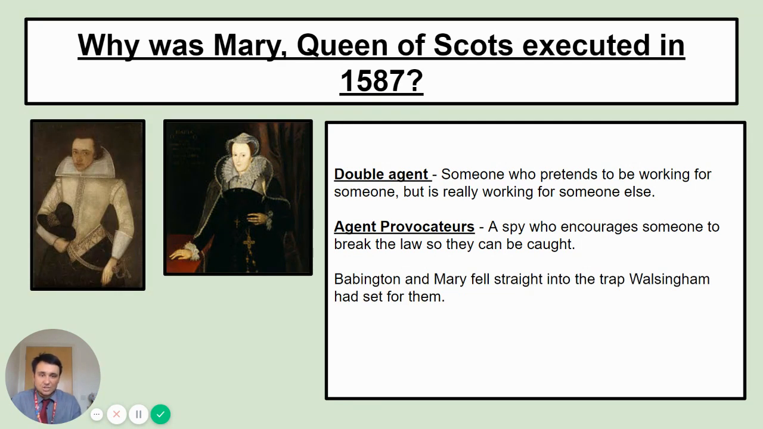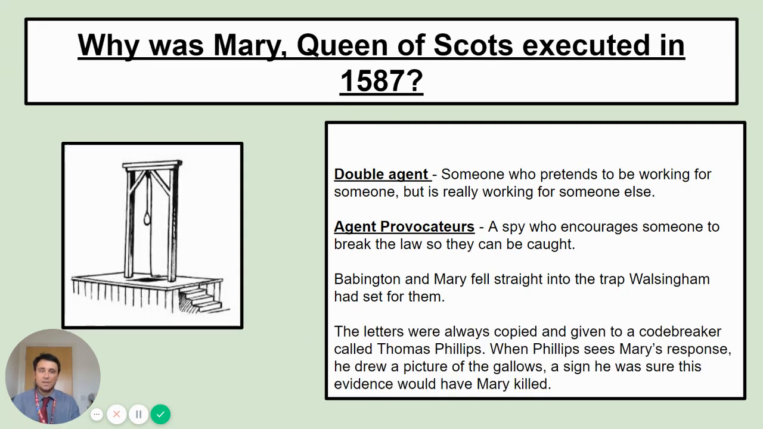They'd fallen straight into the trap Walsingham had set for them, both Babington and Mary. And the letters were always copied and given to a codebreaker called Thomas Phillips. So what happened was the beer barrels would arrive with the letter in, and then the letter would be taken out. It would be opened very carefully because there would be a wax seal on the envelope, but they knew how to not break that seal. Then the spy would just write down what was said. They would copy that letter out word for word, and then they would seal it back up.